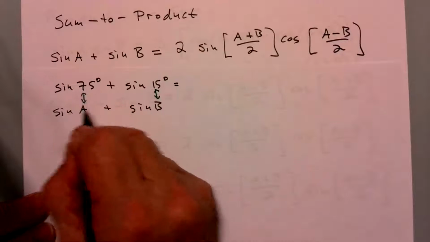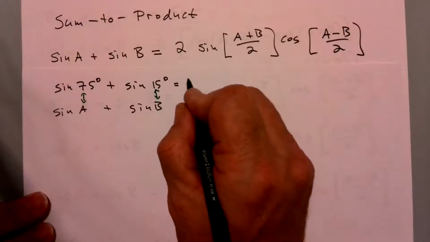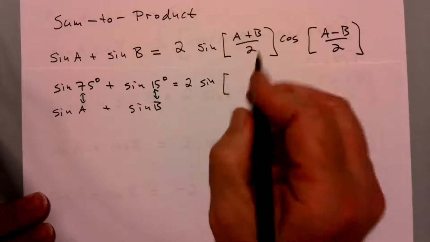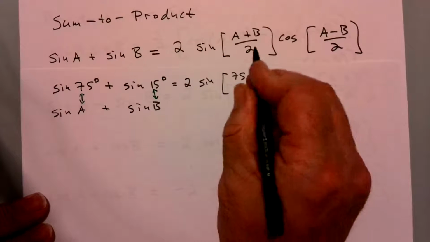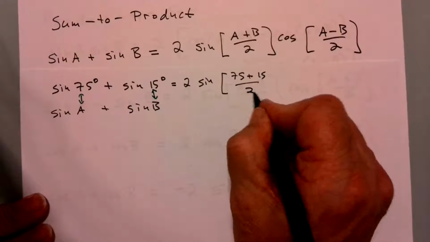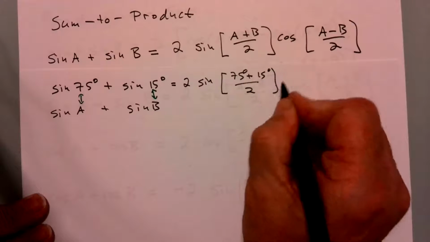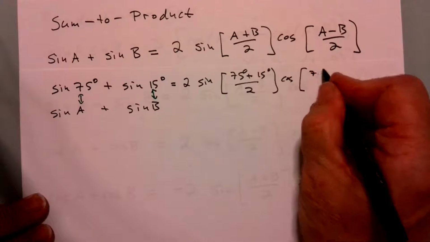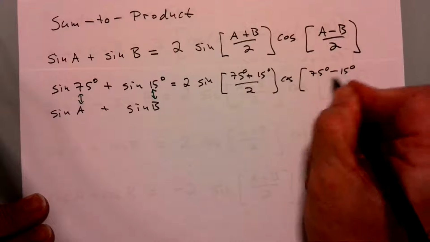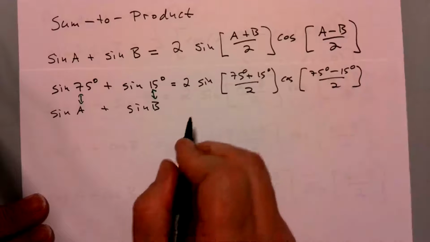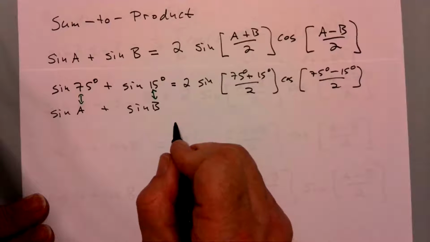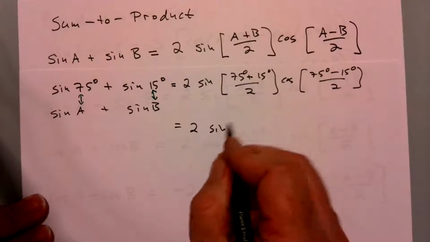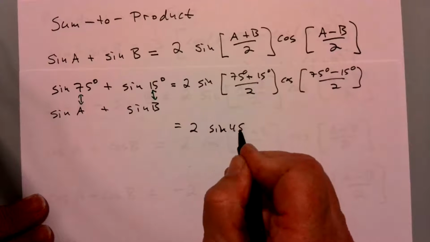So in my discussion here, 75 is A and 15 is B. So I have 2 sine of (A plus B) over 2, that is 75 plus 15 over 2, cosine of (75 minus 15) over 2. What is that going to get me? That's going to get me 2 sine of 75 plus 15, which is 90, over 2, which is 45 degrees.